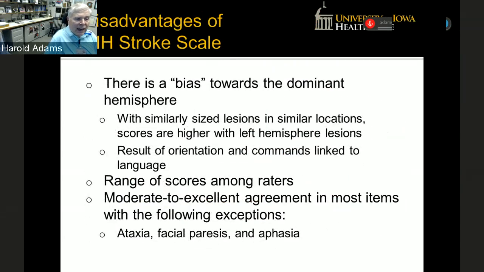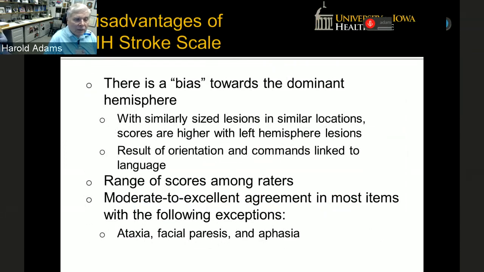Now, there are disadvantages of the NIH Stroke Scale. And this is one that, as an author, I readily admit. It's biased towards the left hemisphere. Scores are higher with left hemisphere stroke than with right hemisphere. There can be a range of scores among raters. Some of the items do not work as well as others; particularly, the scoring of ataxia, facial weakness, and aphasia can be difficult.